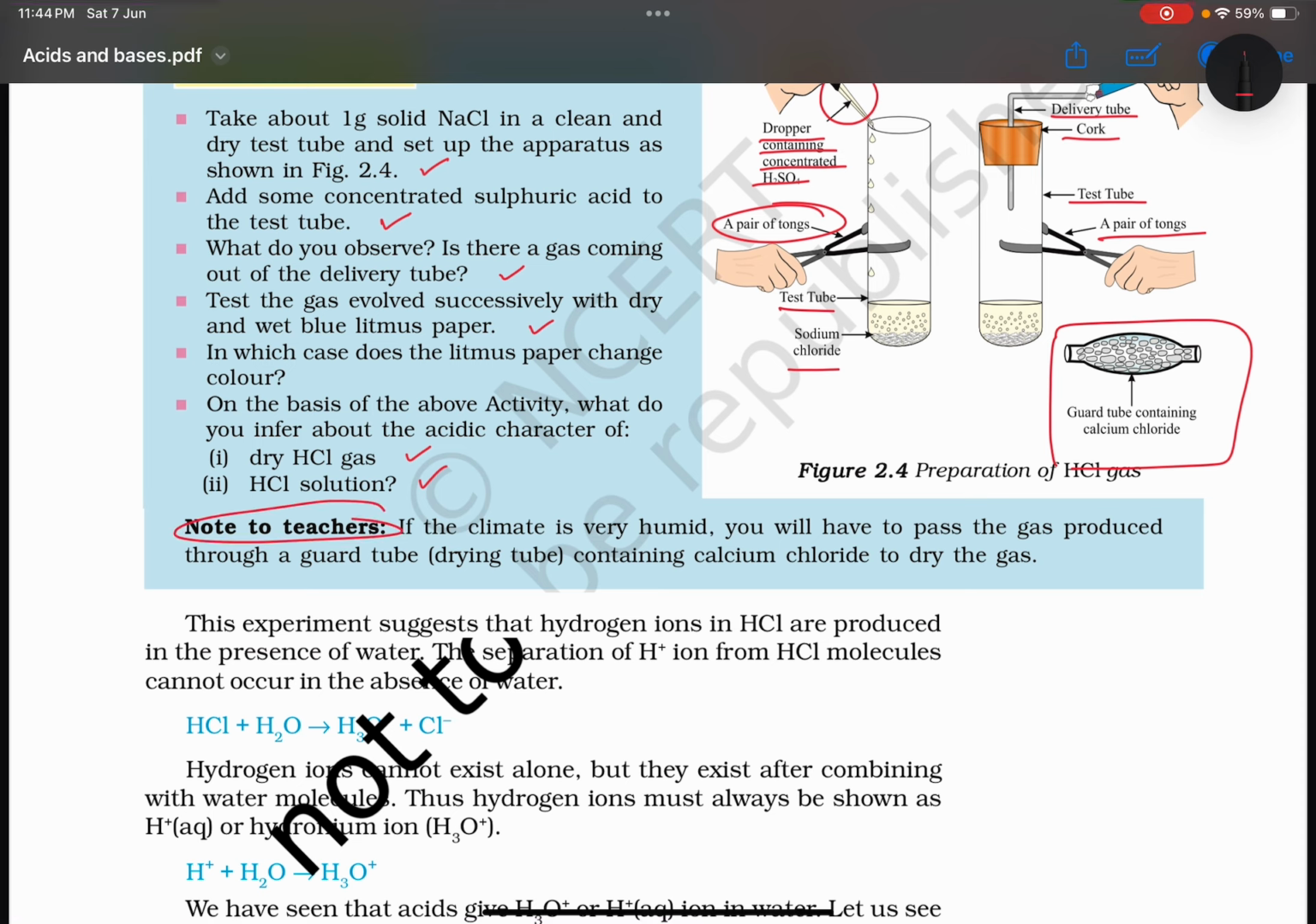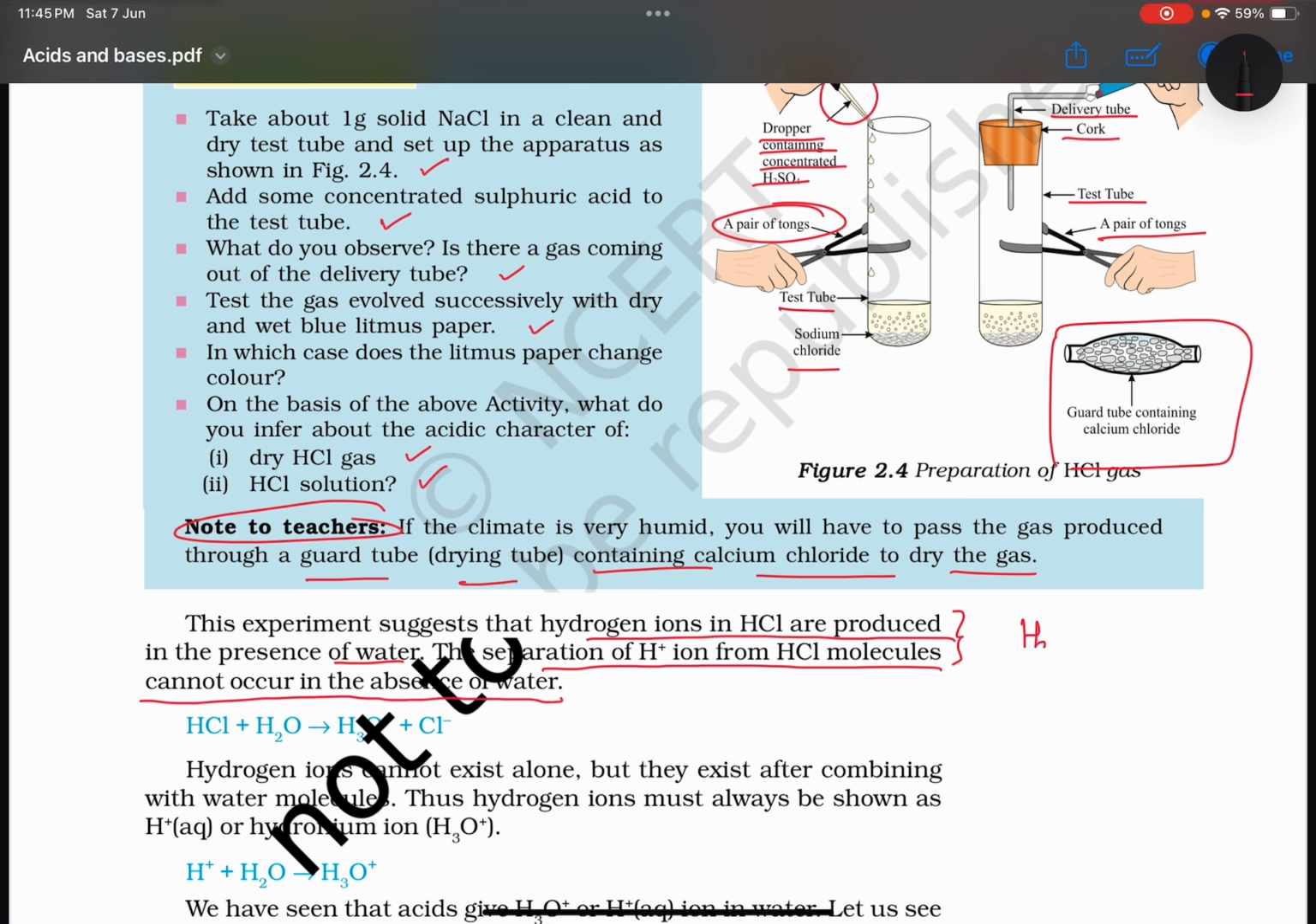If the climate is very humid, you will have to pass the gas produced through a guard tube, a drying tube containing calcium chloride, to dry the gas. Otherwise, the moisture will also participate. Chalo. What is mentioned here? Let us see. This experiment suggests that hydrogen ions in HCl are produced in the presence of water. The separation of H plus ions from HCl molecules cannot occur in the absence of water.